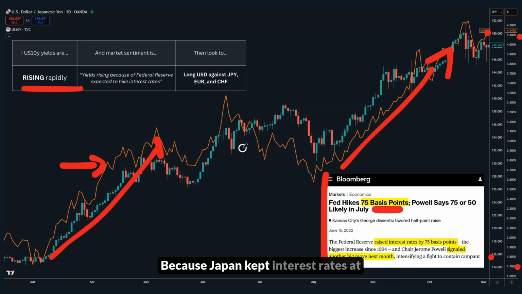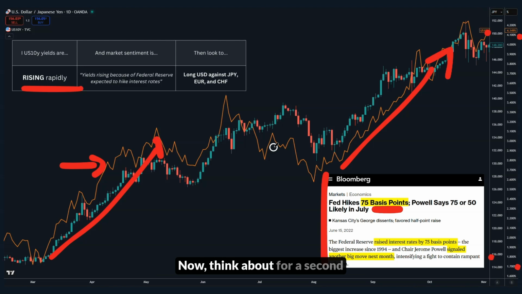Because Japan kept interest rates at 0 the entire time, while the US went the other direction, and they started to blow out interest rates higher, hiking interest rates meeting after meeting by 50 basis points, 75 basis points, pushing yields higher, pushing expectations higher. Rising rapidly regime: long the dollar against low-yielding currencies.